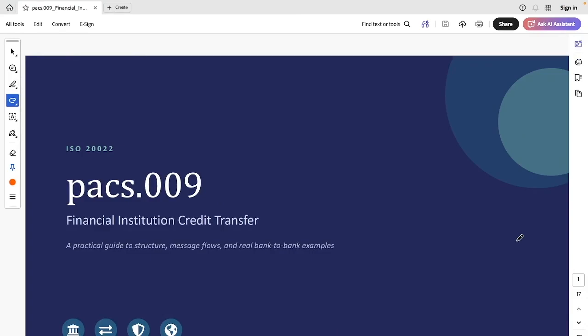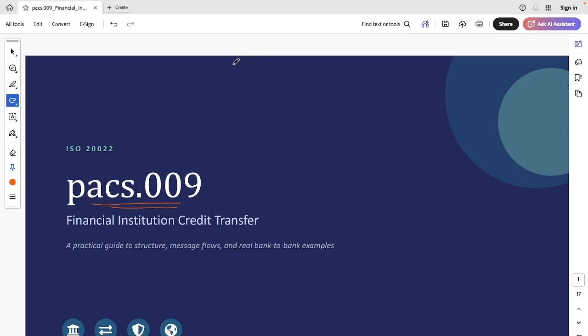In today's video, we are going to understand one of the most important ISO 20022 payment messages used in bank-to-bank transfer, that is pacs.009. This is also known as financial institution credit transfer message. Now, if you are learning about payments, SWIFT, ISO 20022, correspondent banking, CBPR+, RTGS or high value payments, then pacs.009 is a message you must understand very clearly.